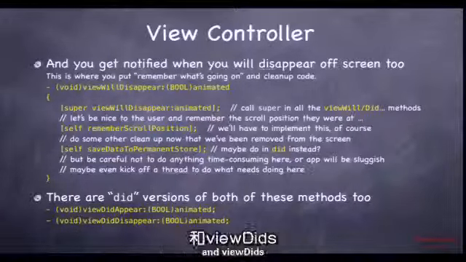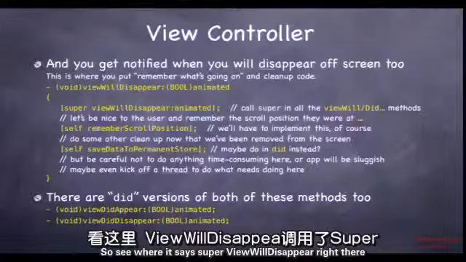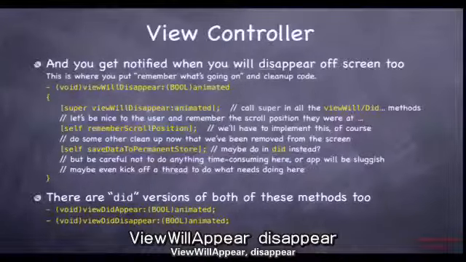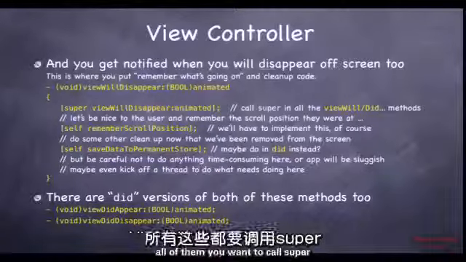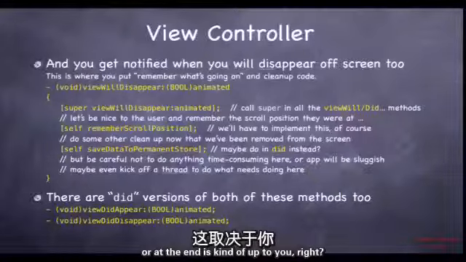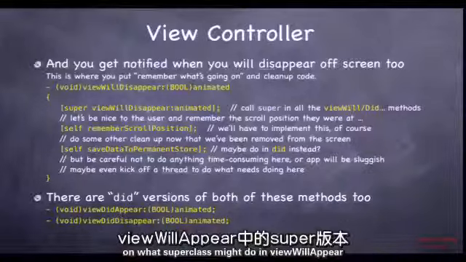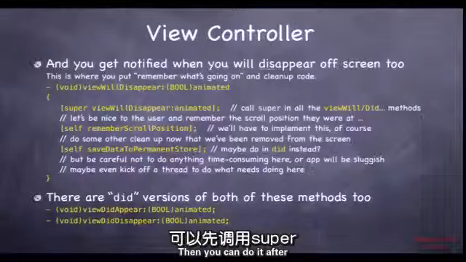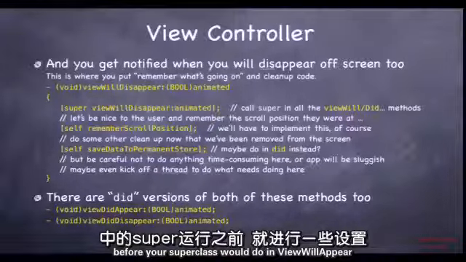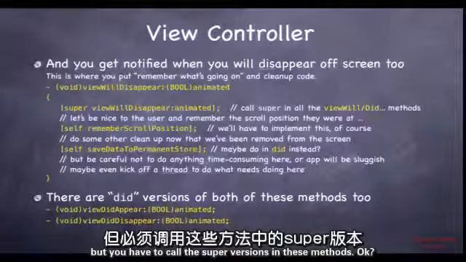Notice that in all of these view wills and view dids, you want to call super. Okay, see where it says super view will disappear right there? So you would want to do that in view did load, view will appear, disappear, did disappear, all of them, you want to call super. Whether you call it at the beginning or at the end, it's kind of up to you. If you're doing something that might depend a little bit on what your super class might do in view will appear, then you can do it after. But if you're doing something that maybe you want to be set up before your super class would do its view will appear, then you can do it before. But you have to call the super's version in these methods, okay?